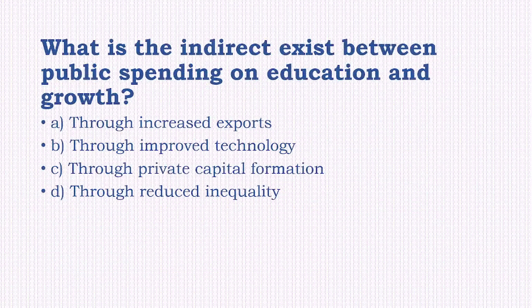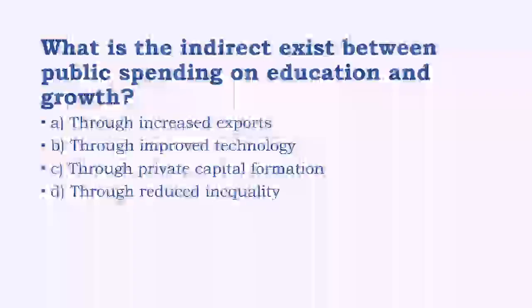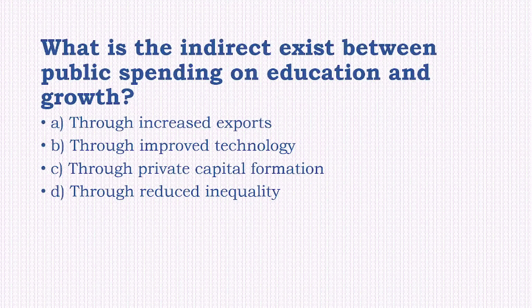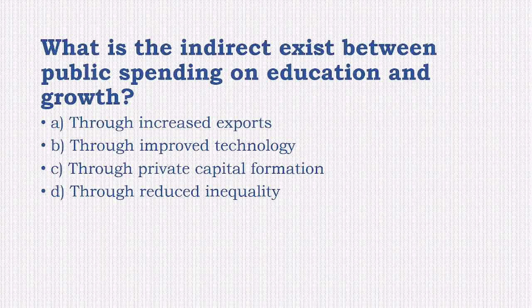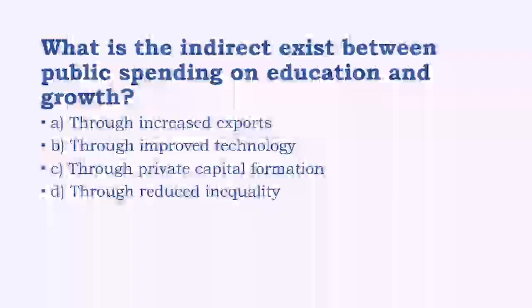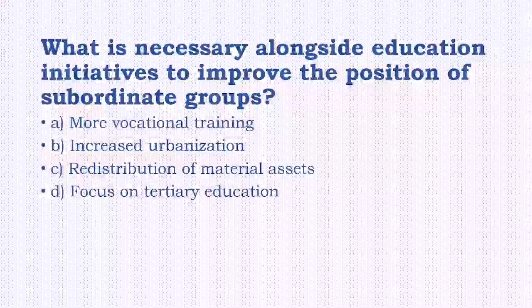Next, what is the indirect link between public spending on education and growth? Options: through increased exploitation, through improved technology, through private capital formation, through reduced inequalities. The answer to this question is option C, that is through private capital formation.